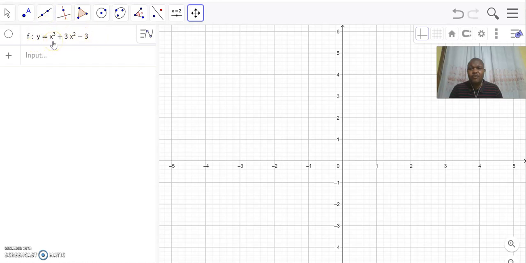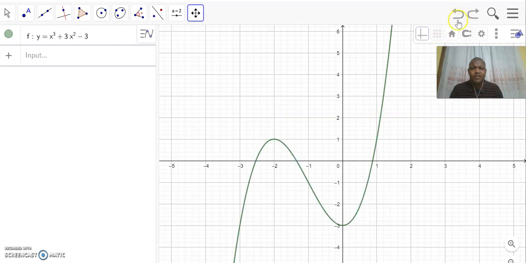The first task is to key in the function of the curve that you want to deal with. So my function is y equals x cubed plus 3x squared minus 3. So key in the value and then you enter. When you enter, you get the following curve. So this is the curve that has been defined up here. So let us look at the different properties that we have at the maximum and the minimum point.